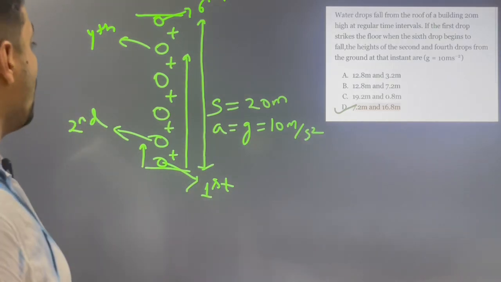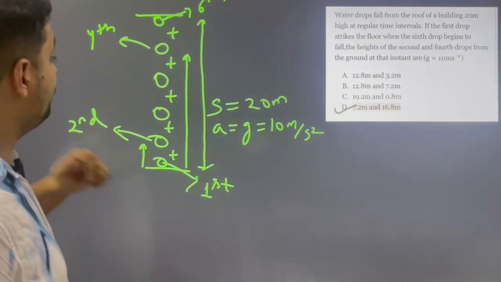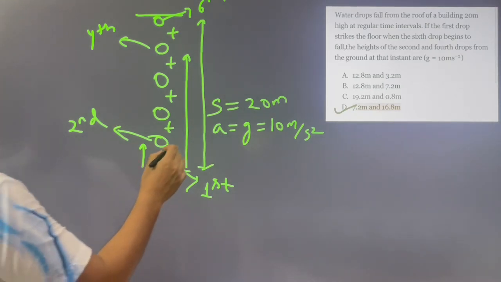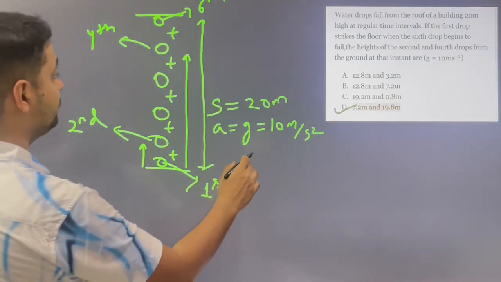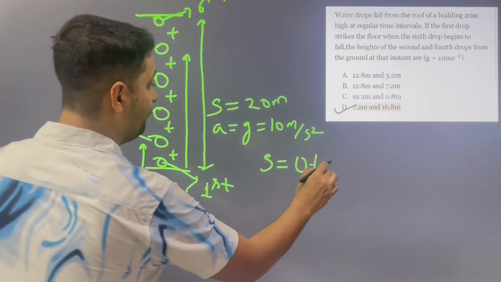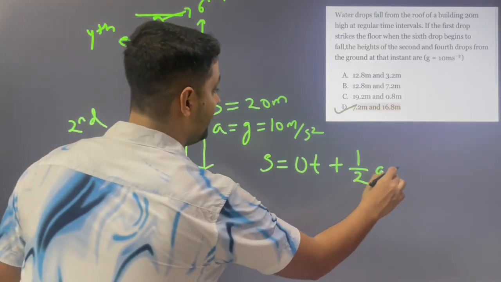Correct. Now after what time the first drop will reach here? First we will find out that one. So after what time it will come? S equals to ut plus half at square.